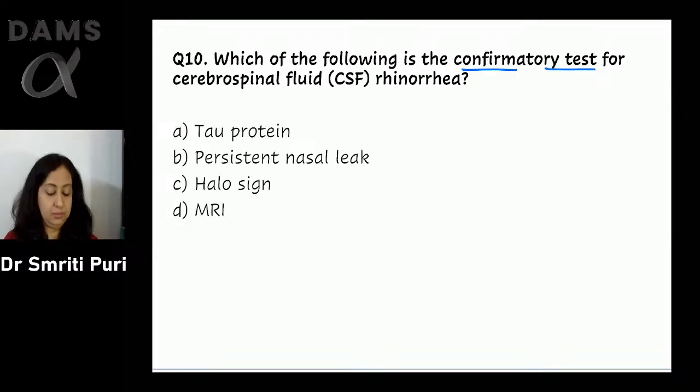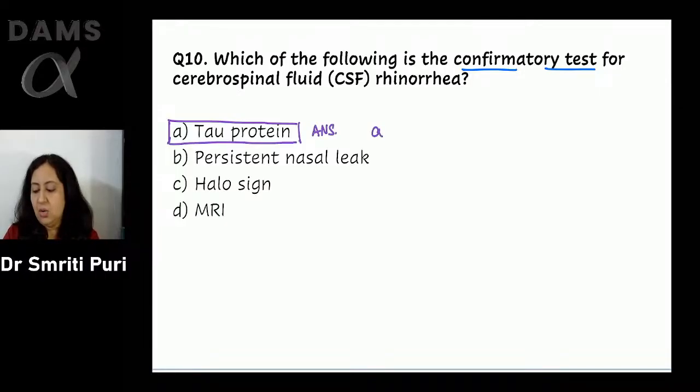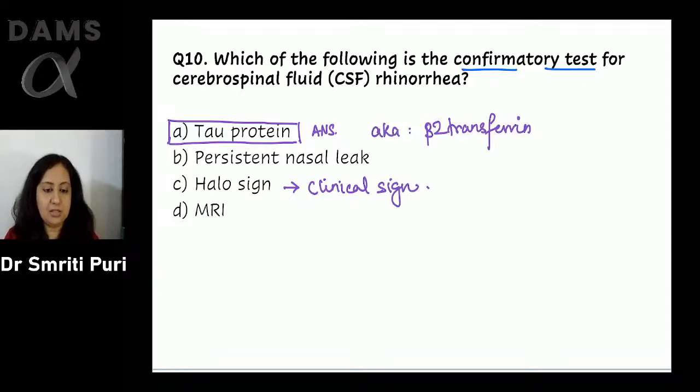Very good. Very nice. So tau protein is the correct answer, or beta 2 transferrin, also known as tau protein. Halo sign is seen clinically. It is a clinical sign. It is not a confirmatory test.